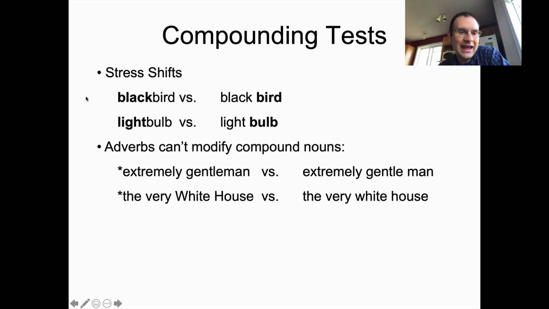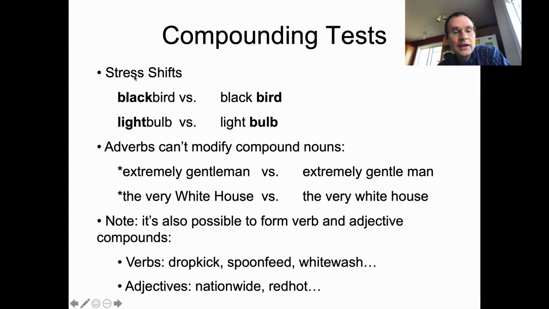You need to have like an adjective instead. So we can talk about like an extremely gentle man. That works. Extremely is modifying the meaning of gentle here, or the very white house. But you can't talk about an extremely gentleman, right? Because this is a noun, so an adverb doesn't fit in there. Or you can't talk about the very White House, like the place where Trump lives, because this is not really functioning as an adjective here, this word white. It's functioning as a part of this compound, White House.